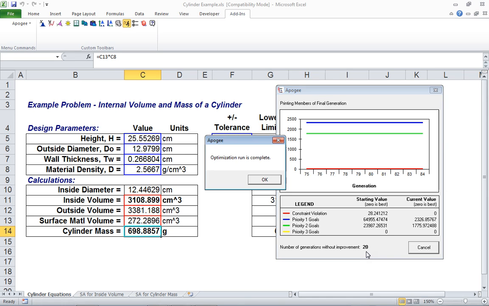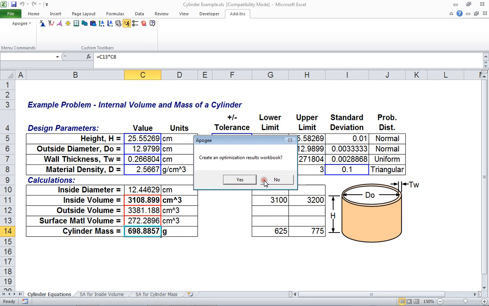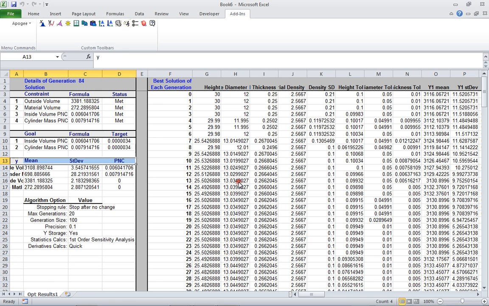Okay, so our optimization has actually gone through 84 generations with 100 solutions per generation. So on the order of 8,400 solutions have been evaluated. We have gone the last 20 generations without any improvement in the result. Now we'll acknowledge that the optimization run is completed, create an optimization results workbook, and evaluate the results.